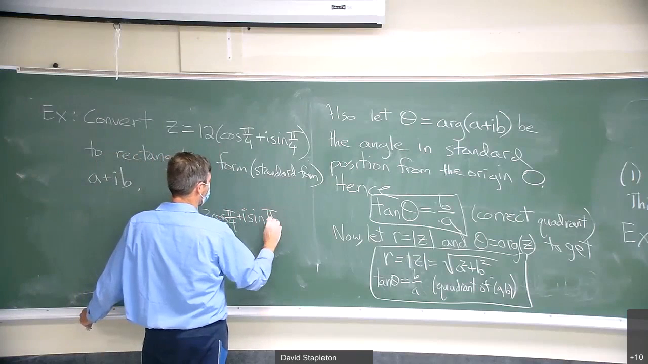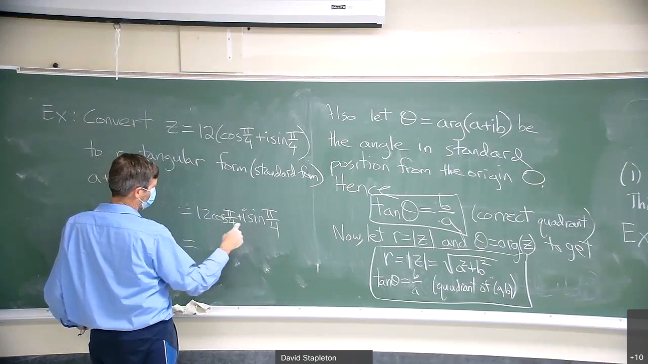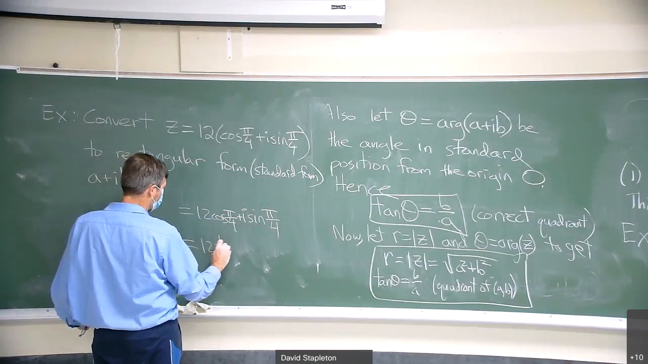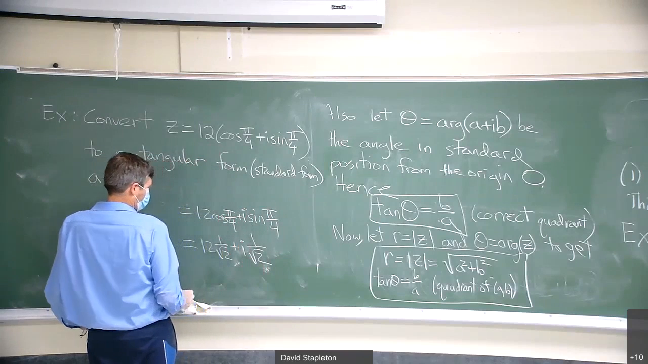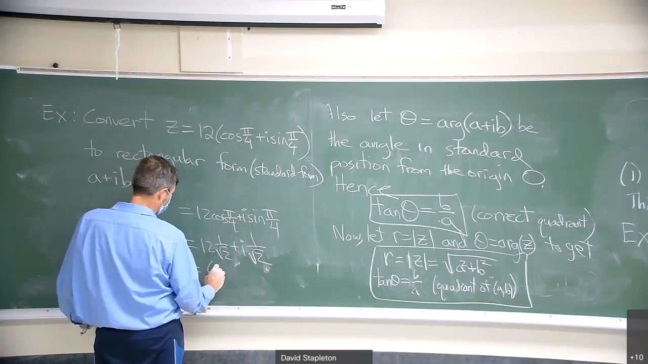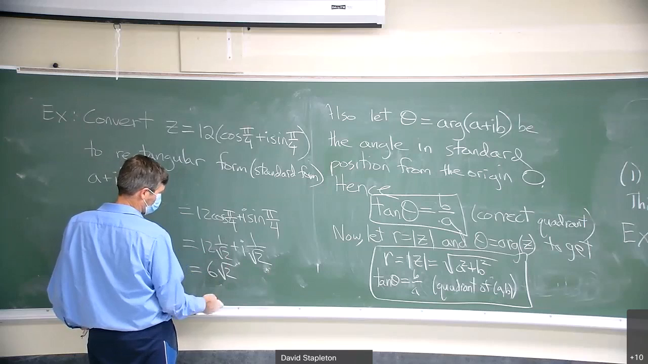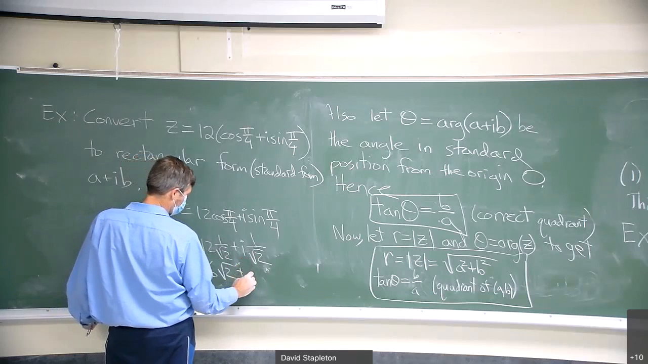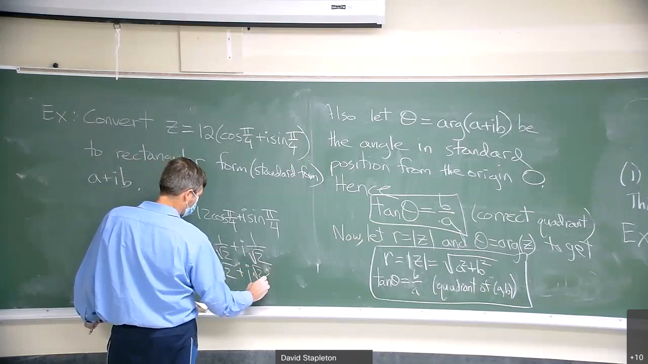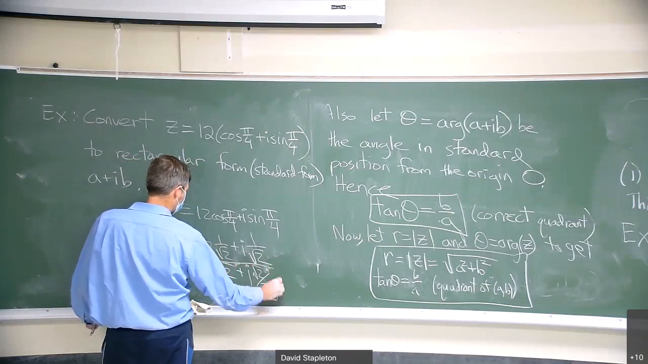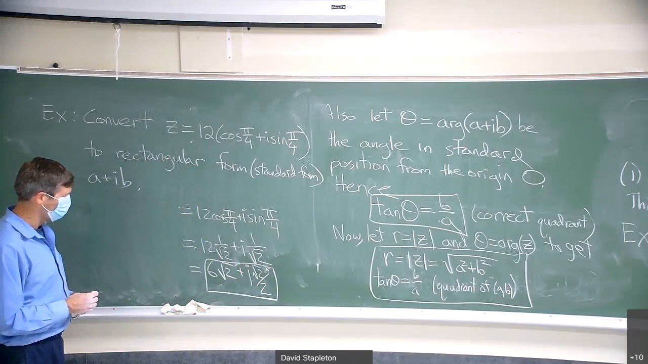12 times cosine pi over 4 plus i sine pi over 4. All right. Now you remember from the 45, 45, 90 triangle that sine of pi over 4 and cosine pi over 4 are each 1 over square root of 2. And 12 over square root 2 is actually 6 square root 2, if you write this as 6 times square root 2 times square root 2 and cancel one of the square roots. And similarly, this one can be written as square root 2 over 2. If you want to rationalize the denominator, it looks like that.